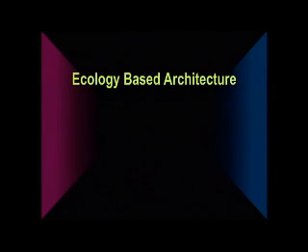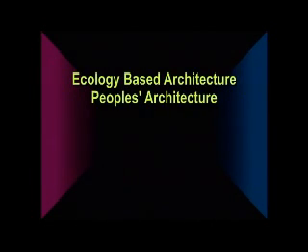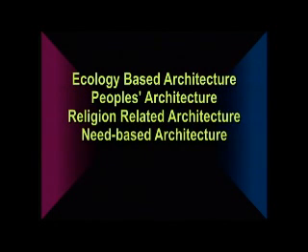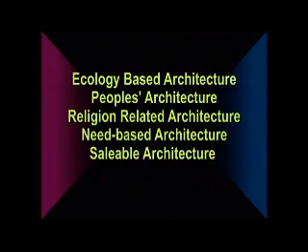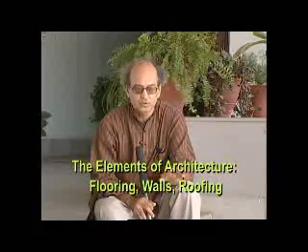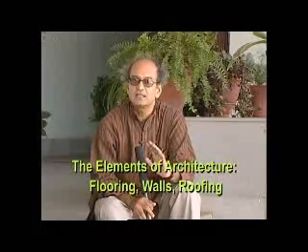If you have to appreciate architecture, then you have to perhaps look at it through 6 categories, and those 6 categories are ecologically based architecture, people's architecture, religion related architecture, need based architecture, then sellable architecture, and the art of architecture. But you have to see these 6 categories by looking and observing the elements of architecture. Those elements are the flooring, the walls, and the roofing.